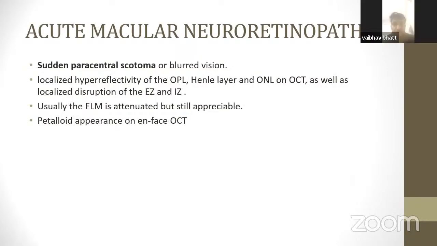Acute macular neuroretinopathy, as we've already discussed, presents with sudden paracentral scotoma and blurred vision. There is a localized hyperreflectivity of the outer plexiform layer, Henle layer, and outer nuclear layer on OCT, as well as localized disruption of the ellipsoid zone and interdigitation zone. Usually, the ELM is attenuated but still appreciable, and there is a petalloid appearance on NIR and OCT.